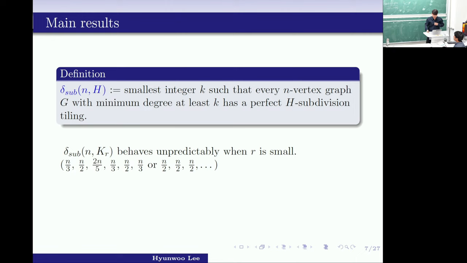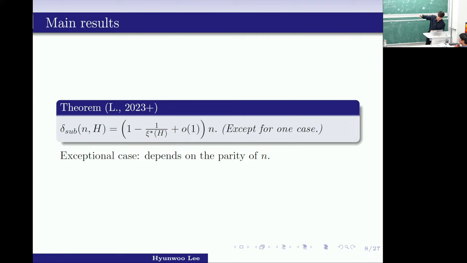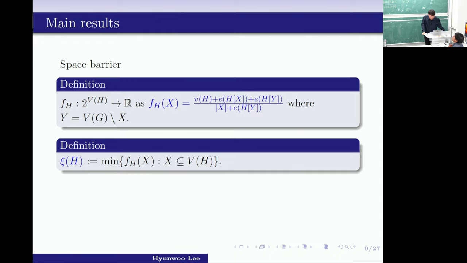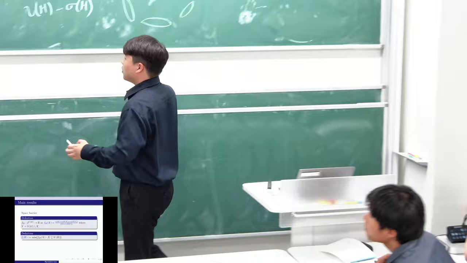And to prove our main theorem, we have to overcome two obstacles. The first one I call a space barrier. Let's consider this situation.